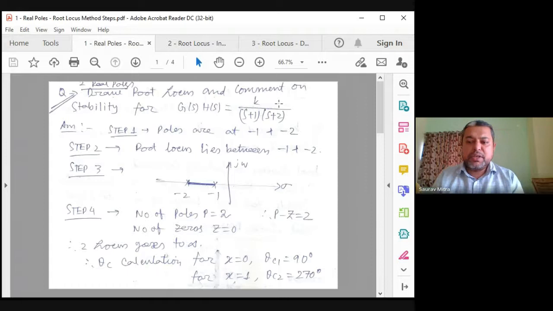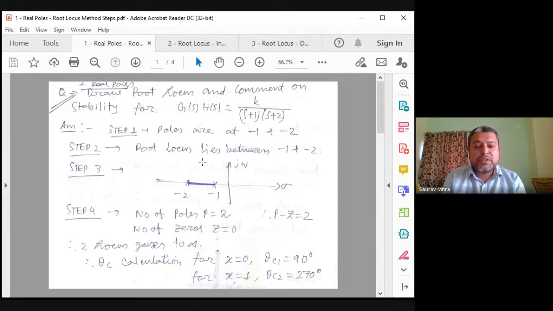That means zeros are equal to 0. I told you yesterday also that root locus is nothing but a plot where the poles start from the pole positions and go to the zeros. In this case, no zeros are given, so two zeros are assumed at infinity. When K is equal to 0, one pole is at -1, another pole is at -2. As we increase the gain K, the -1 pole will move leftward and the -2 pole will move rightward, and they will meet at a center point. Then one pole will go upward and the other downward, and they will go to the zeros which are kept hypothetically at infinity.